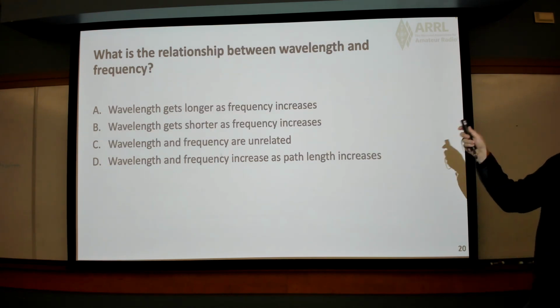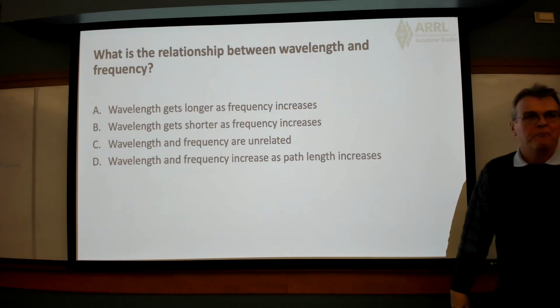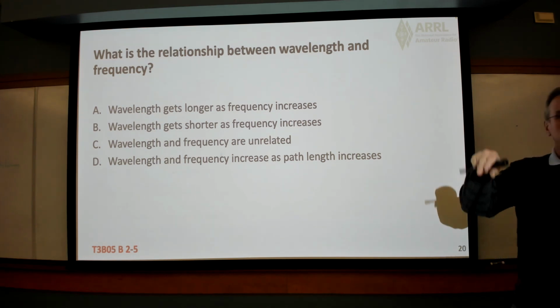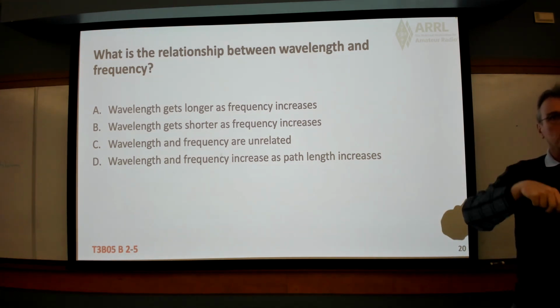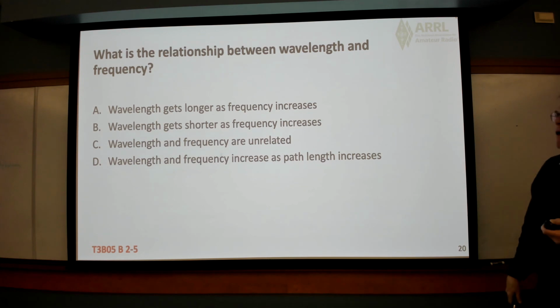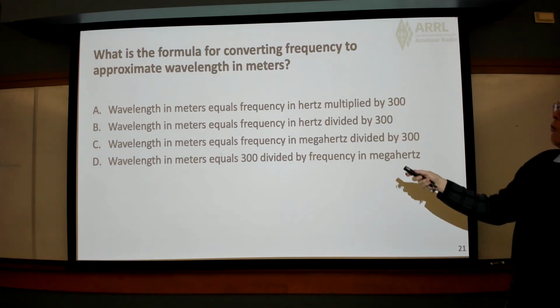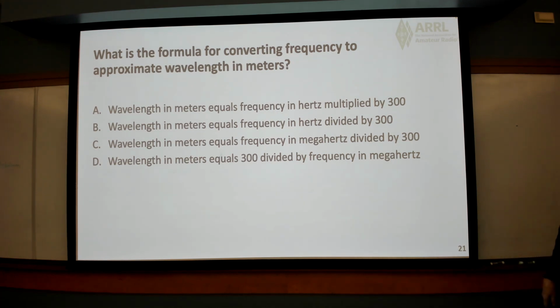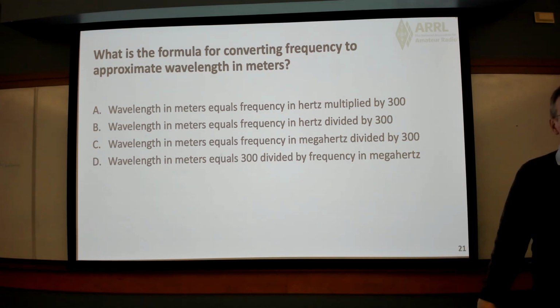What's the relationship between wavelength and frequency? It is in fact B, yes. So they're inverse to each other. Longer wavelength, shorter frequency, vice versa. What's the formula for converting frequency to approximate wavelength in meters? And that was actually in one of the diagrams. I didn't go over it, but did anybody spot it?